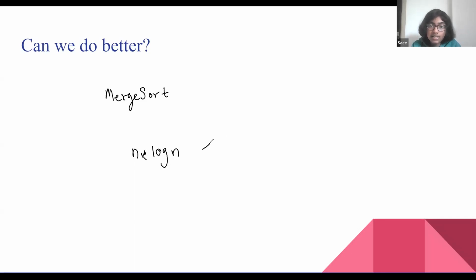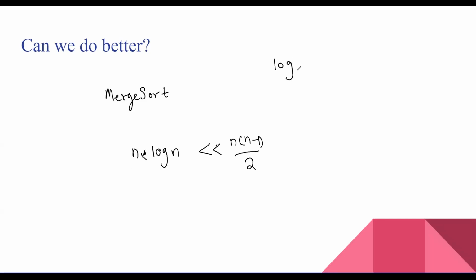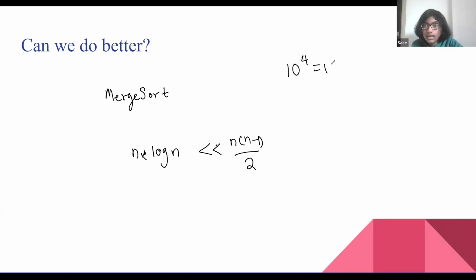And this is like log. Does everyone know what log is? Is there anyone who doesn't know what log is? So log is the opposite of exponential. 10 to the 4 is 10,000, which means that log of 10,000 is 4. Which means that, even for huge numbers, the log of the huge number will be a small number. So if n is very huge, log of n is still small.